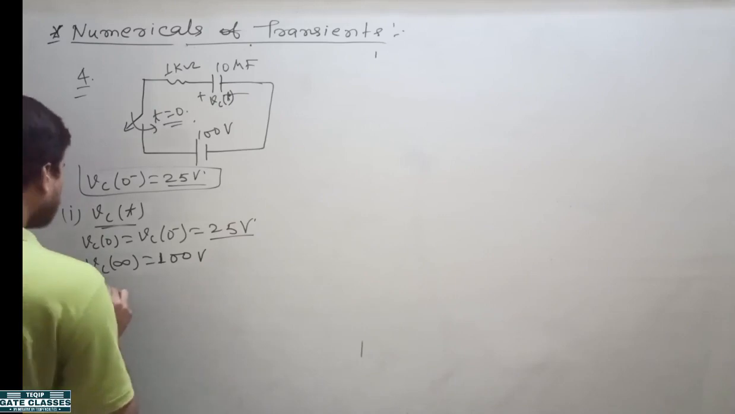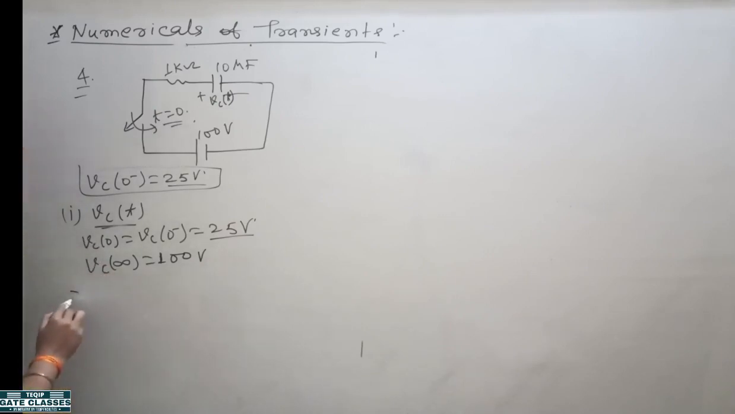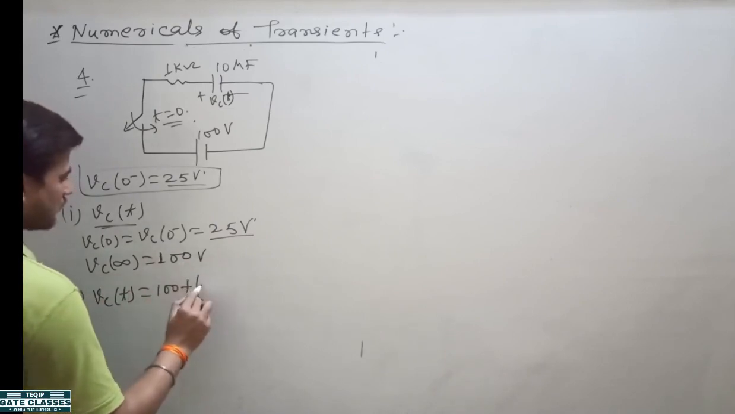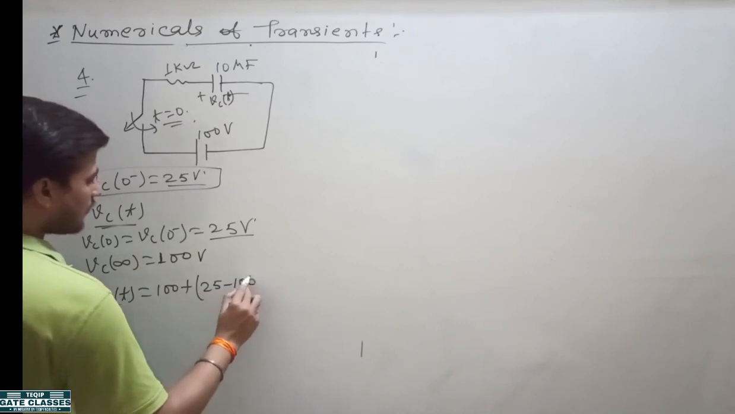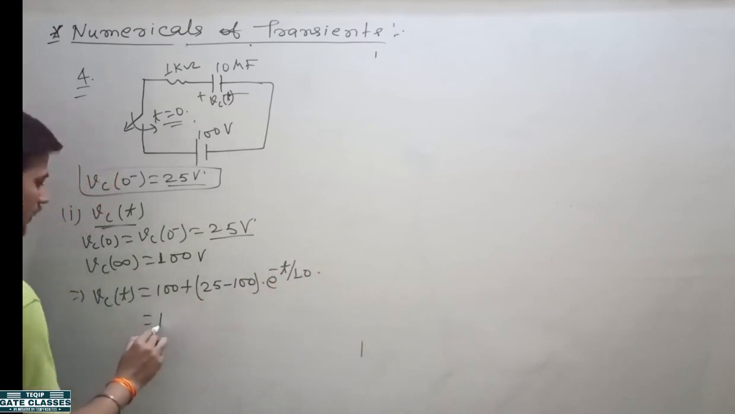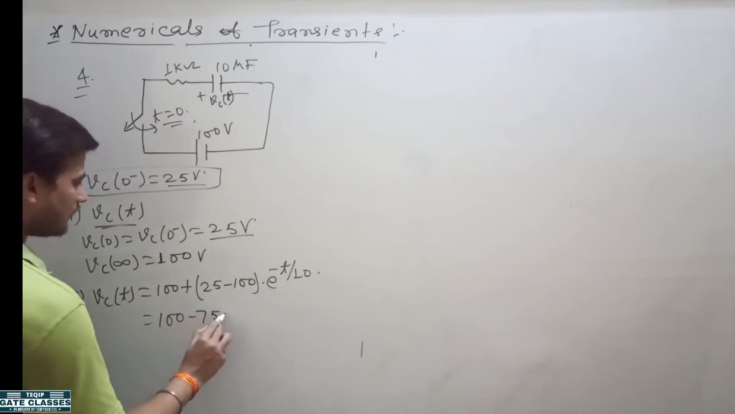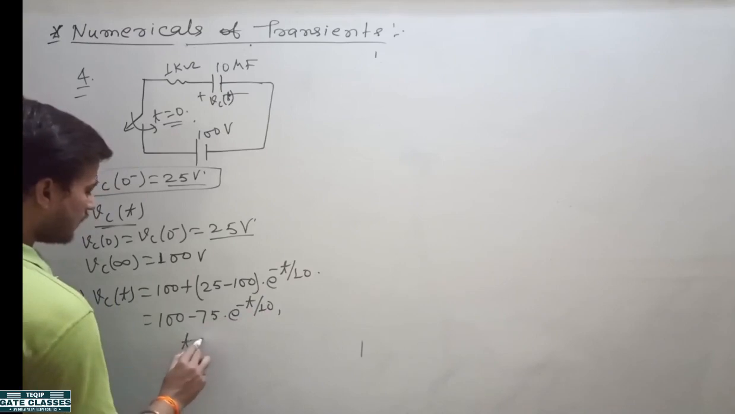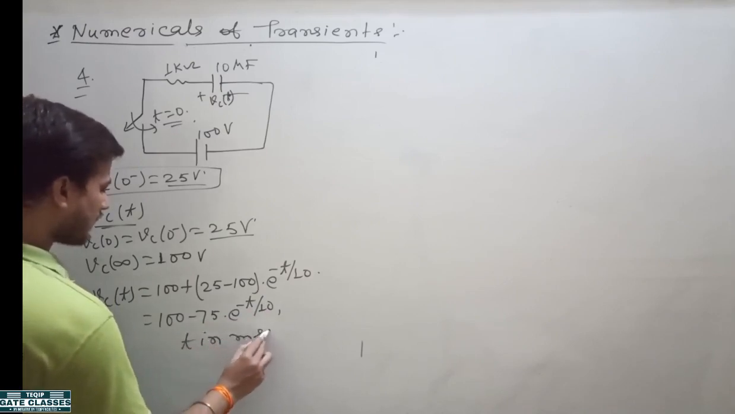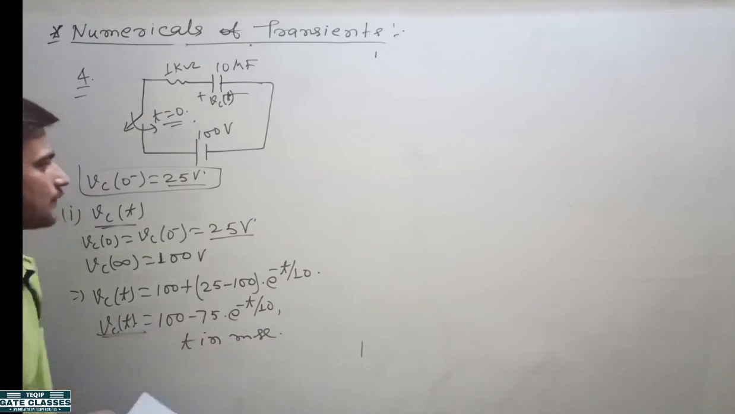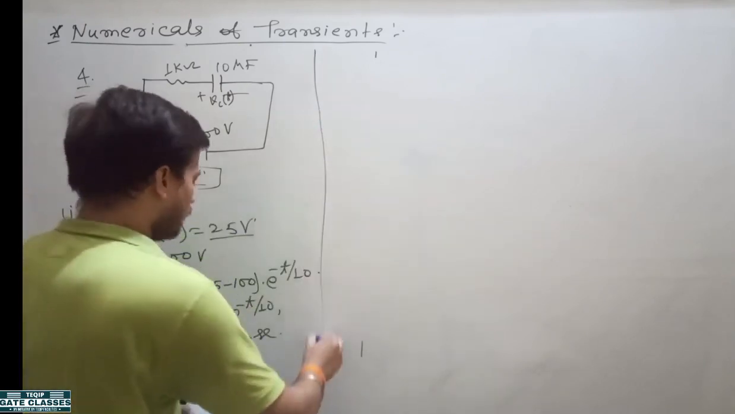Once we got VC infinity, we write the expression for VC(t). It will be equal to VC infinity plus (VC(0) minus VC infinity), that is 25 minus 100, into e to the power minus t by 10. So from here, 100 minus 75 into e to the power minus t by 10, where t is in millisecond. So this is the expression for voltage across the capacitor.